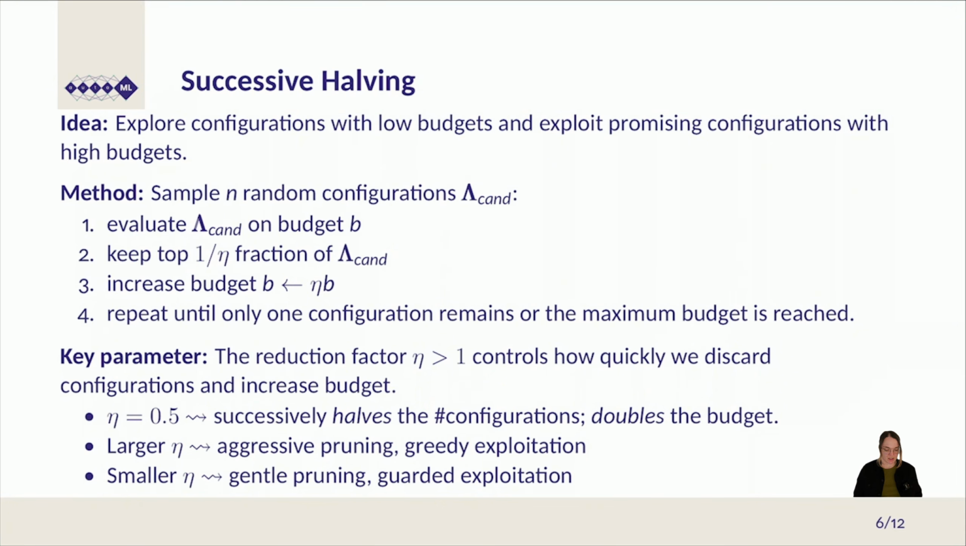So the key parameter of this successive halving algorithm is eta, which is larger than 1, and it controls how quickly we discard configurations and increase the budget. So if eta is, for example, 2, successive halving halves the configurations and doubles the budget. If we increase our eta, we do more aggressive pruning. And if we have a smaller eta, we have gentle pruning and more guarded exploitation.